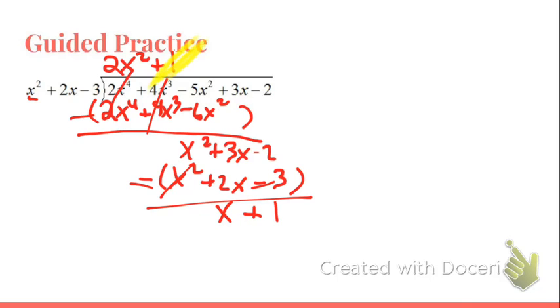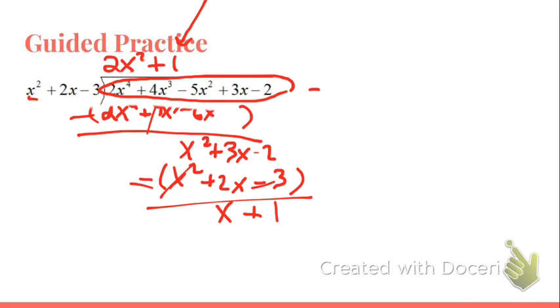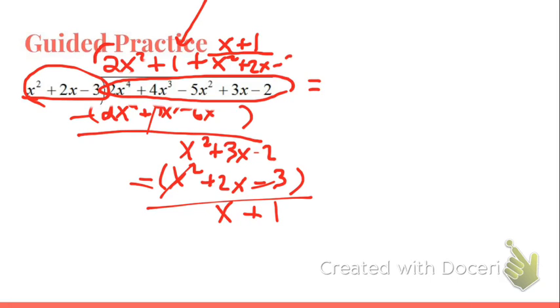Once this last term right here is constant, there's no more variables, you're done dividing. So what that tells us is that this polynomial divided by this polynomial here is equal to 2x squared plus 1, but plus a remainder of x plus 1 over the divisor, x squared plus 2x minus 3.